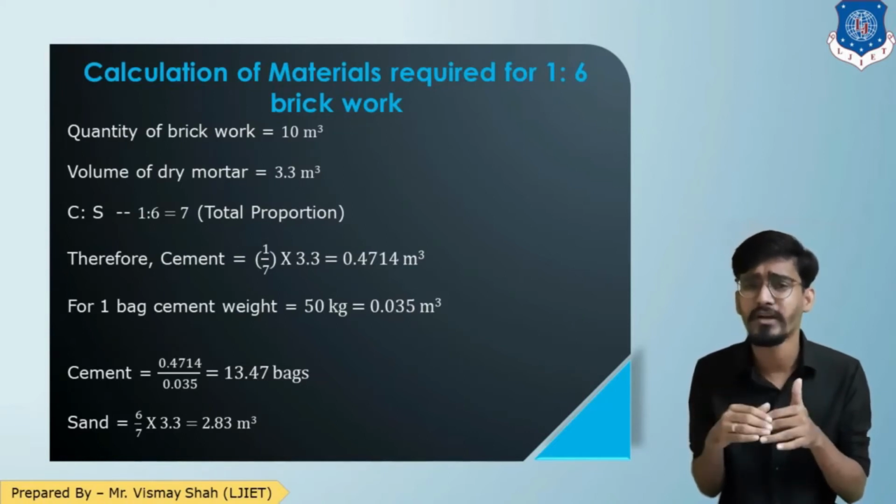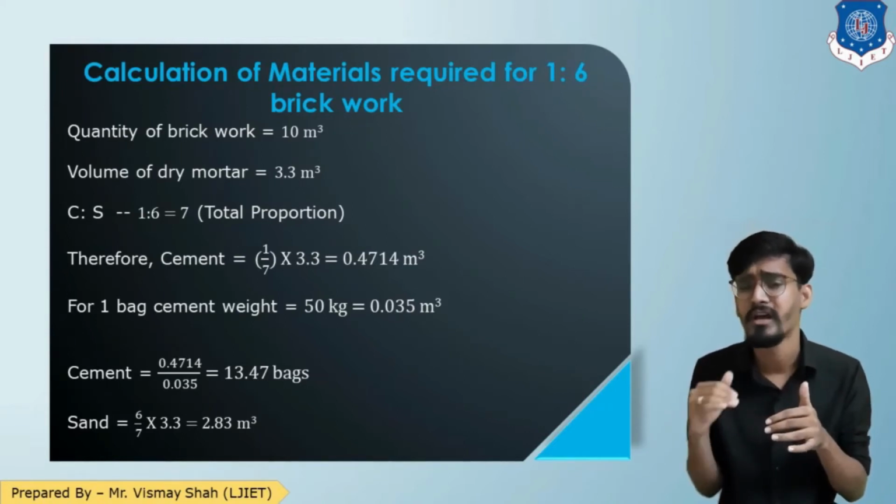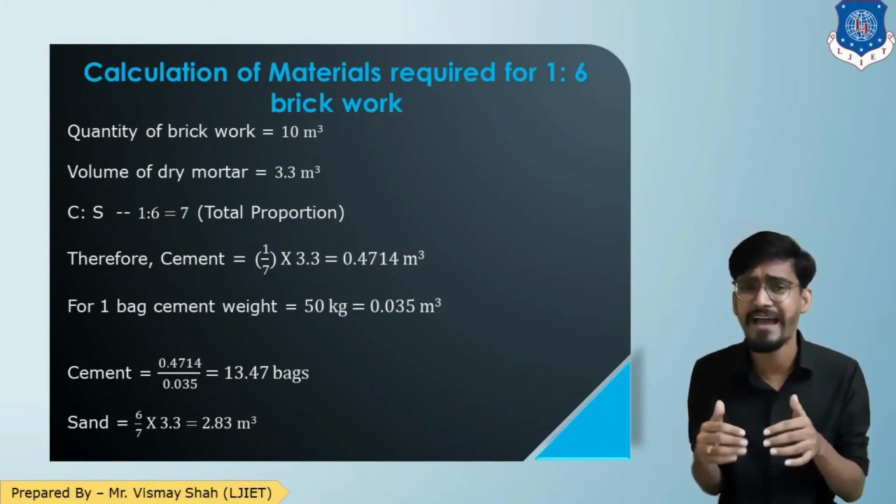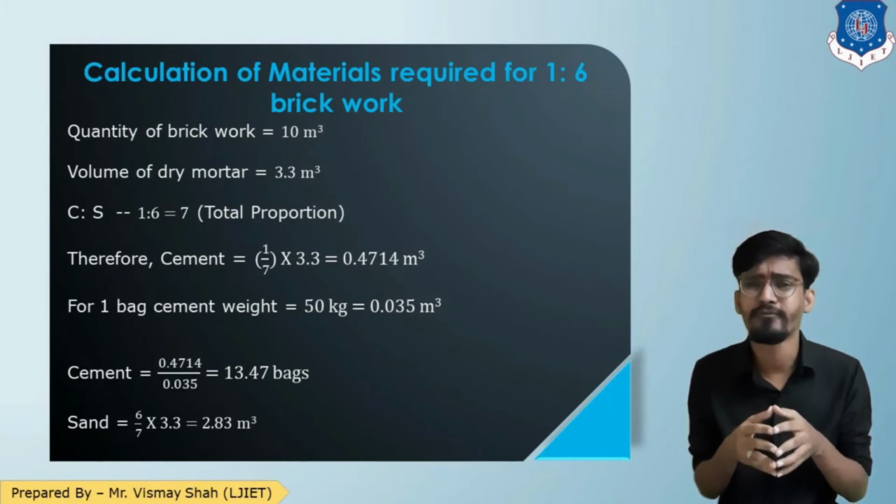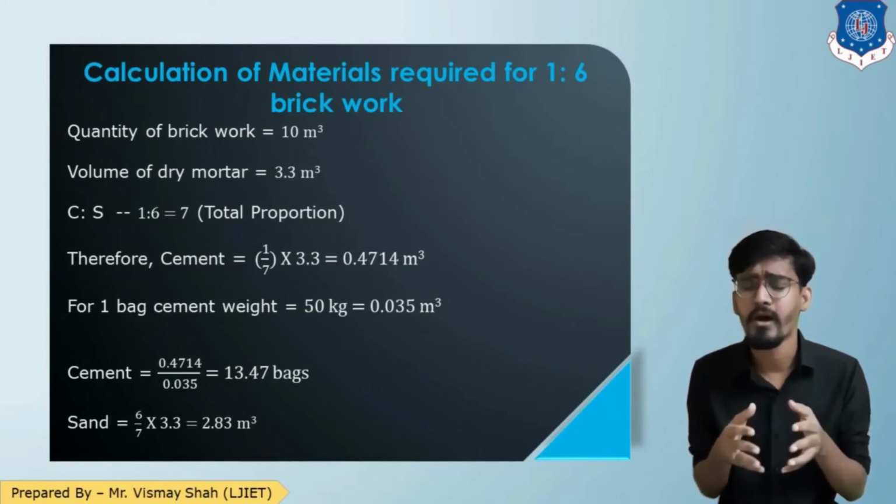So now dividing this quantity 4.4714 with respect to 0.035, we'll get the total number of cement bags as 13.47 bags. You can round it off to 14 bags.